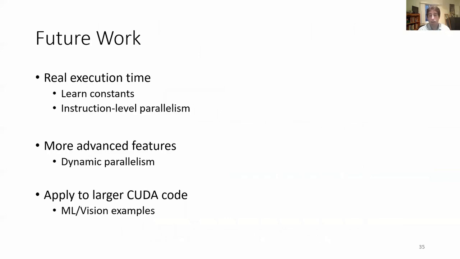There's lots more work to be done here, especially when it comes to predicting more complex cost metrics like actual execution time. For one thing, this work only calculates abstract cost metrics, and for execution time, we need to have some way of relating these costs to real wall clock execution time. CUDA performance also depends on instruction level parallelism, which takes advantage of the lack of sequential dependencies between ostensibly sequential instructions within a thread. We also want to scale up to handling more advanced features of CUDA, as well as larger programs with many invocations of several kernels, such as large machine learning or computer vision benchmarks.